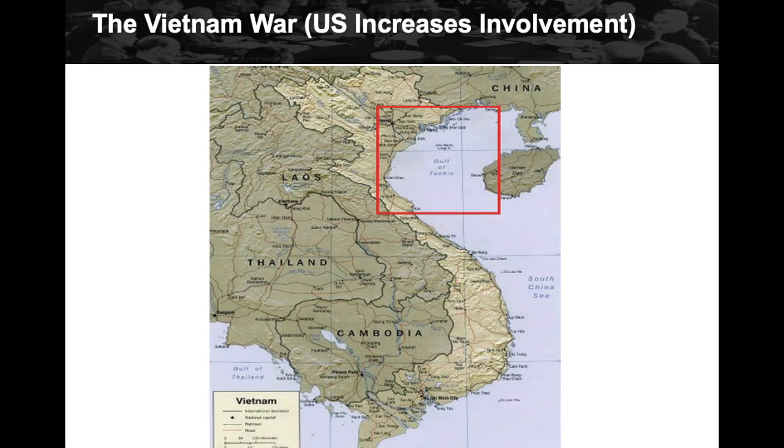So here's a picture of Vietnam. Here's North Vietnam up here. Here's South Vietnam down here. This red square is the Gulf of Tonkin. So it's up here is where the U.S. was patrolling and fired on those NVA torpedo boats.